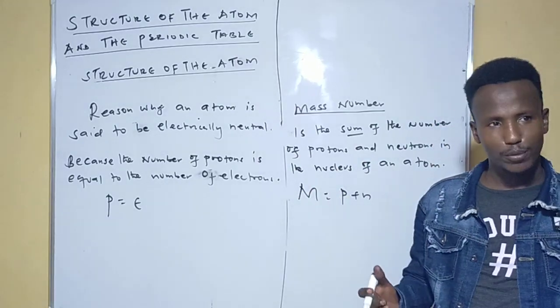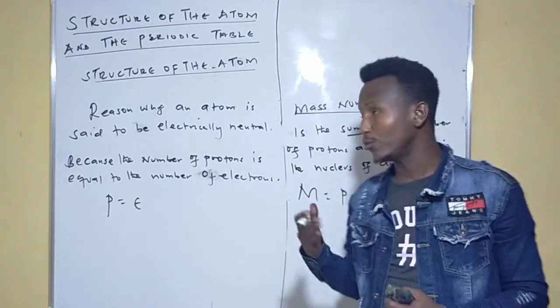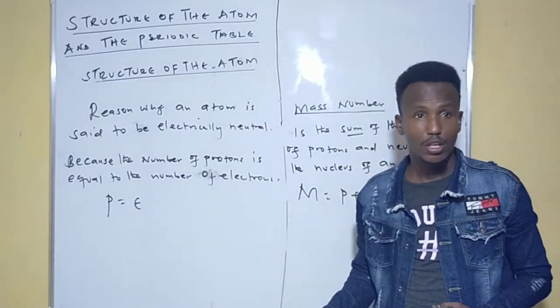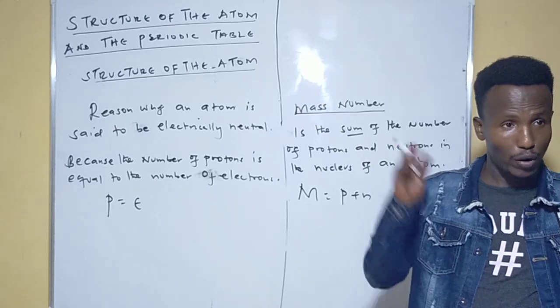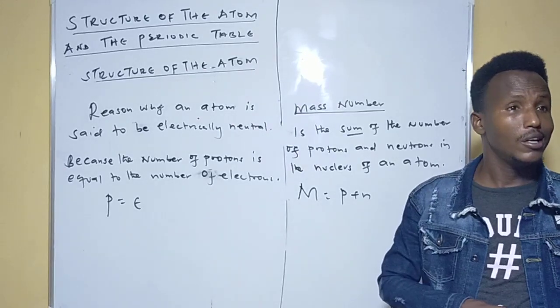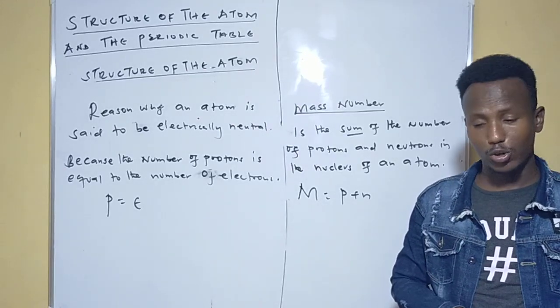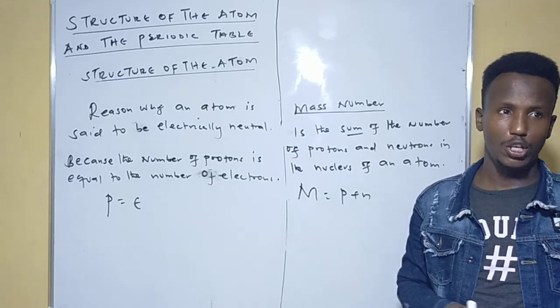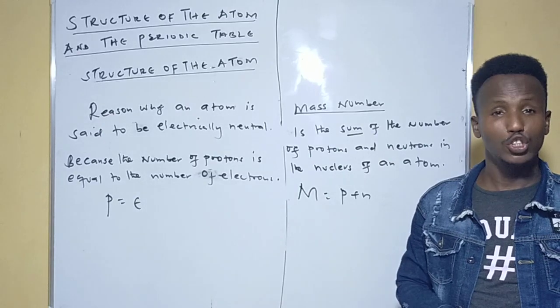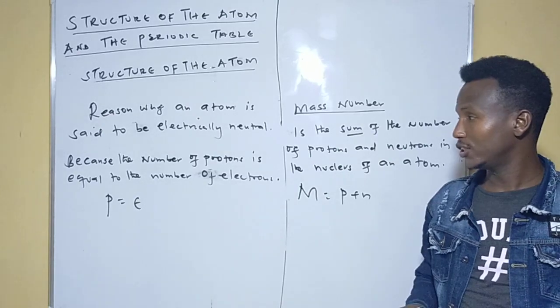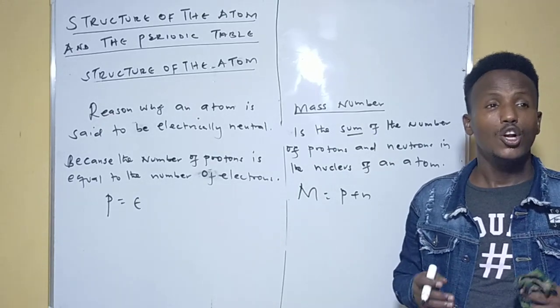Know the definition of an atom. Tell us the subatomic particles that an atom is made up of: protons, which are positively charged particles, found in the nucleus. We have also electrons, which are negatively charged particles. Then we have neutrons, which have no charge. They are neither negative nor positive.